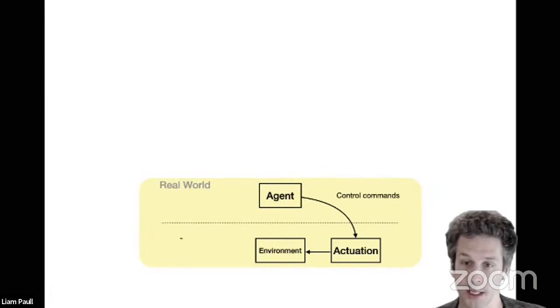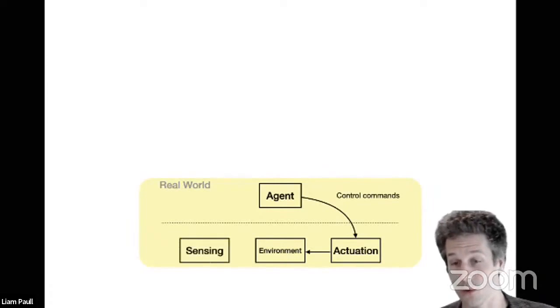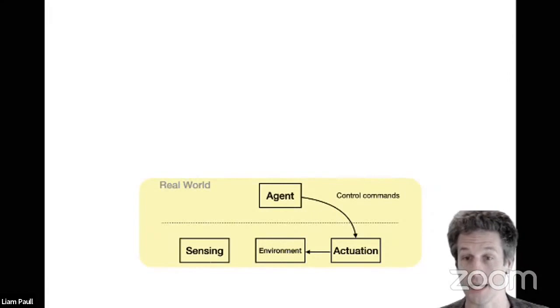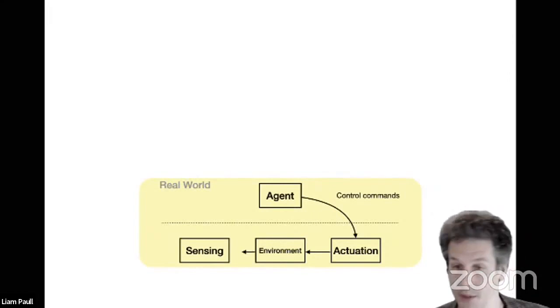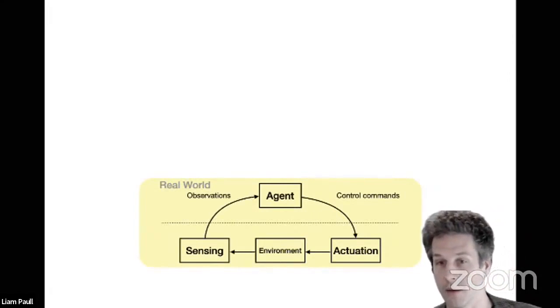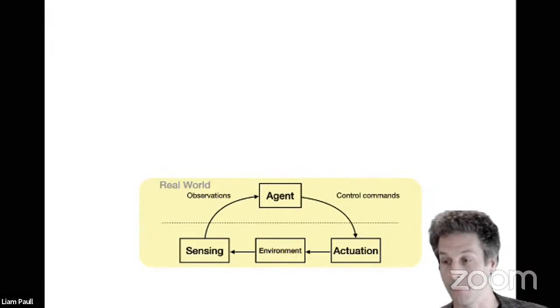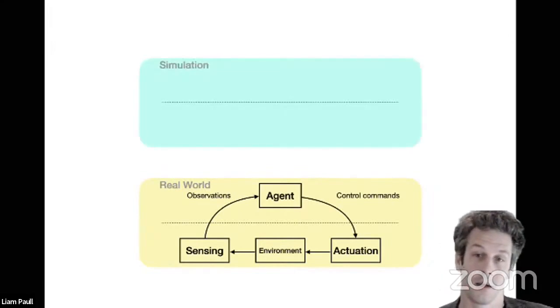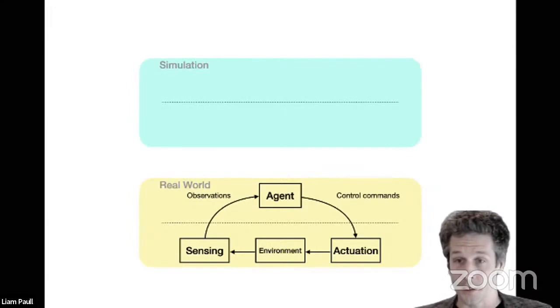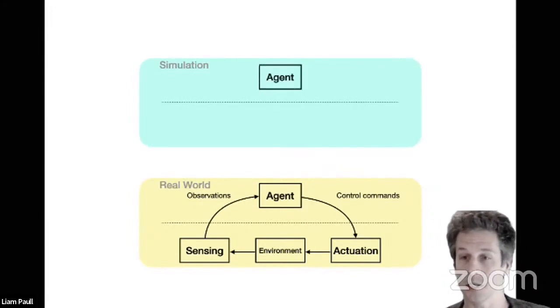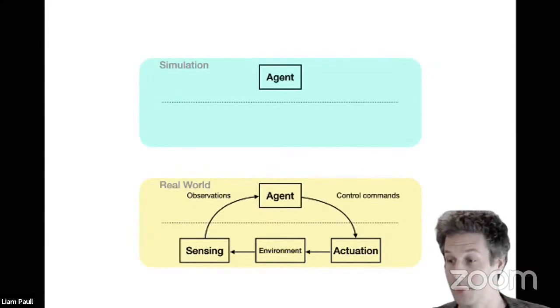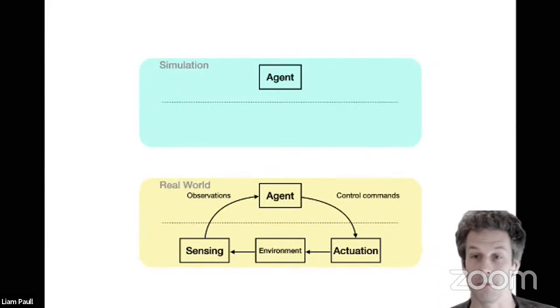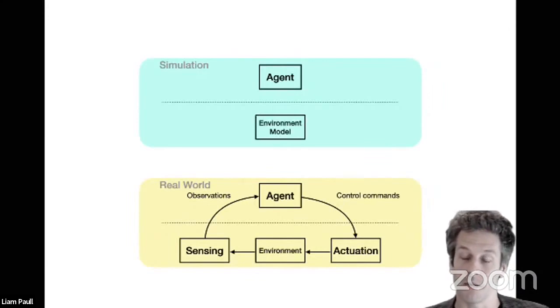Conversely, the agent can observe the world through sensors that give it possibly imperfect information about the environment. And this comes to the agent in the form of observations. In the simulation case, there's a strict one-to-one mapping between these elements. The agent is exactly the same, and that's really what we want: an agent that can operate in both regimes. This environment is replaced by an environment model.